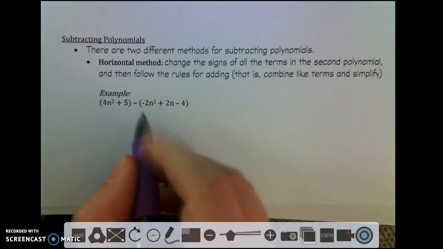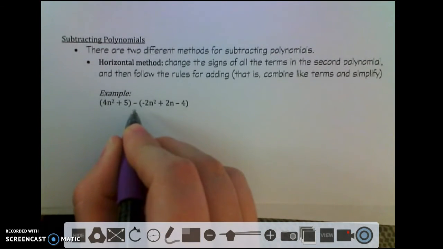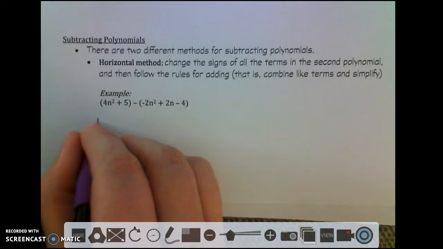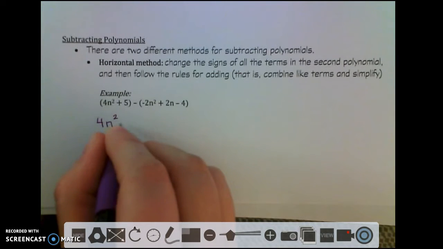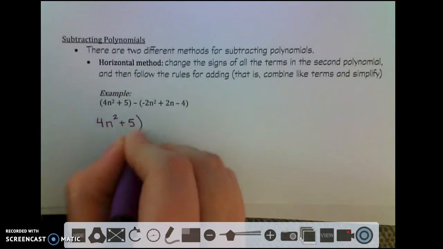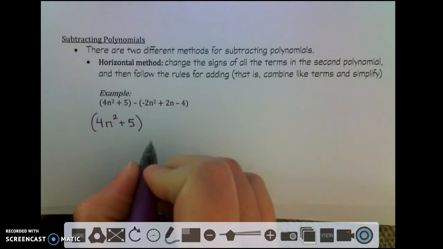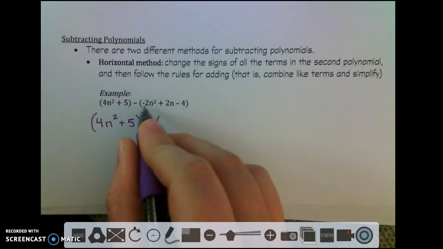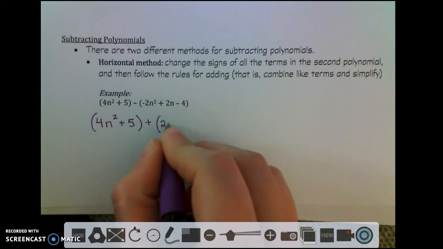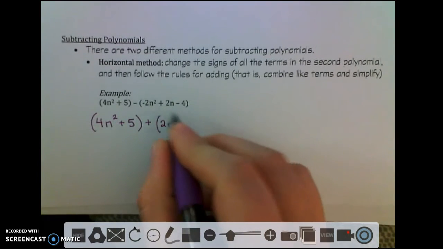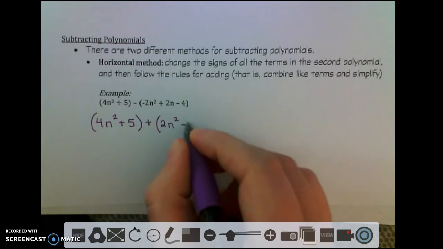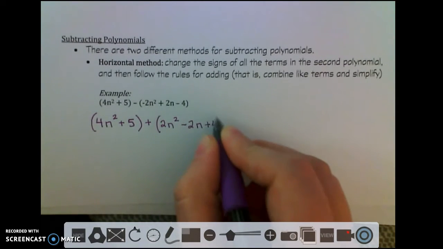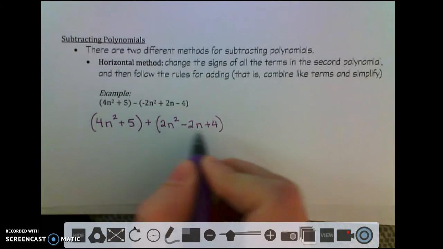So here, what I'm going to do is make that a plus, and flip the signs of every number in here. So my first polynomial stays the same. That's 4n squared plus 5. Now I'm going to say plus, and I'll have a positive 2n squared, a negative 2n, and a positive 4. So all I've done is flip all of the signs.